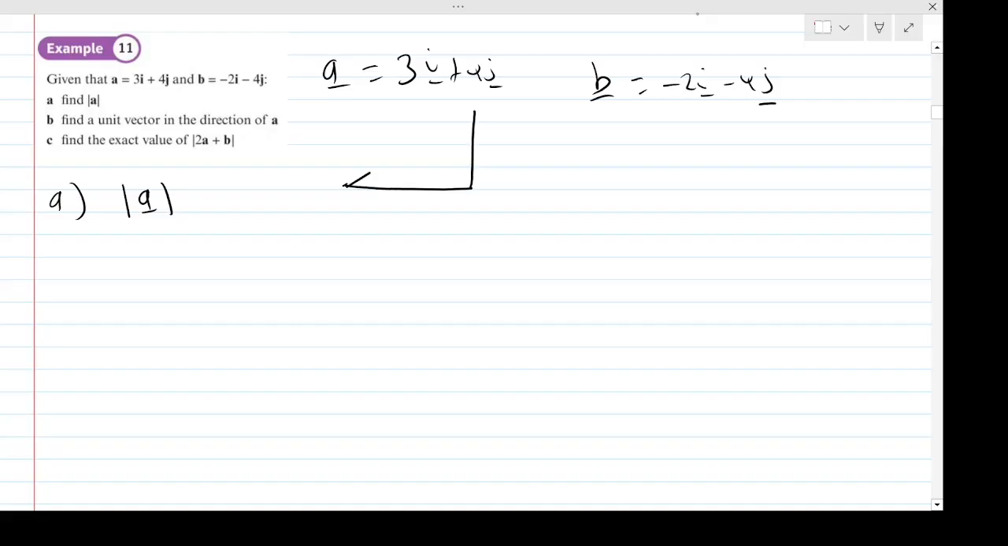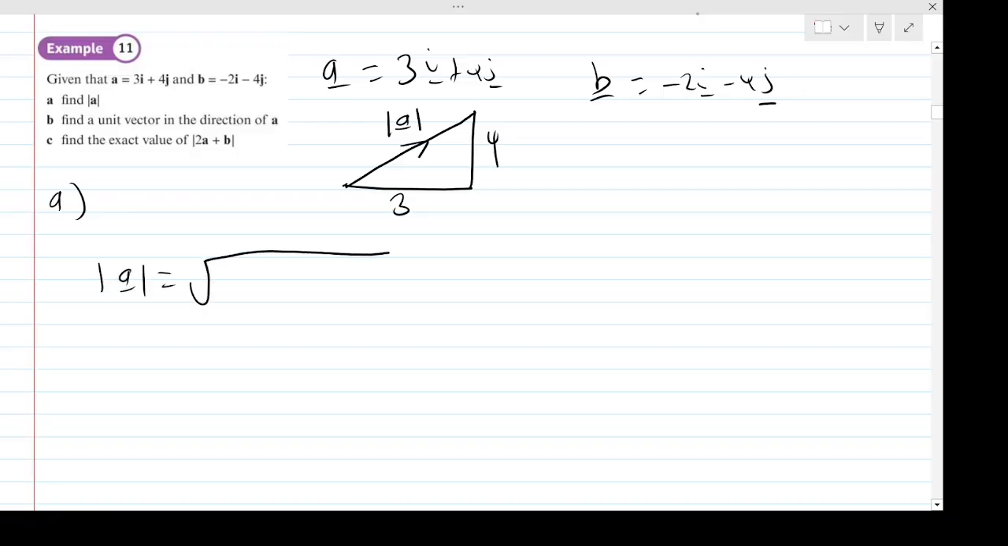So 3 across, 4 up, and there we are, the vector is the hypotenuse, that's the vector A. The length of the hypotenuse is going to be the length of the vector, which is this double line A. So by Pythagoras, it's going to be the root of the two sides squared. So it's going to be 3 squared add 4 squared. If we put that in the calculator, we get 5. And so there we are, that is the magnitude of A.